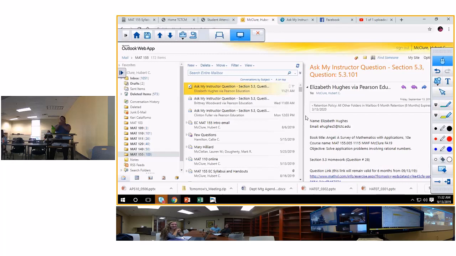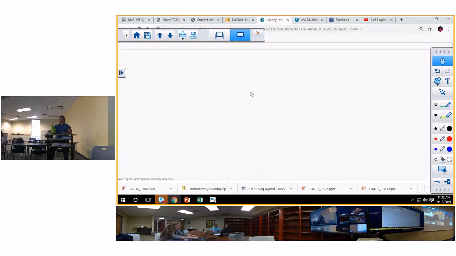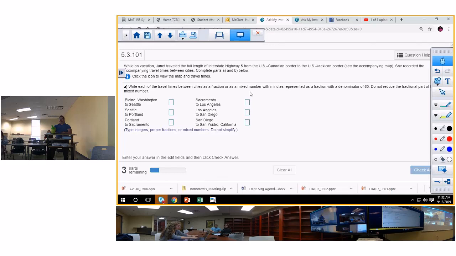Okay, here we go. Number 28. And since Miss Woodward is not here, I'm going to pick on her. Use hers since they're all the same. Okay, there's Miss Woodward's question. No, this is not a test question because it's too complicated. Oh God, I hate this question. They should rewrite it and put a drawing with the question instead of having you click on it. So here we go.